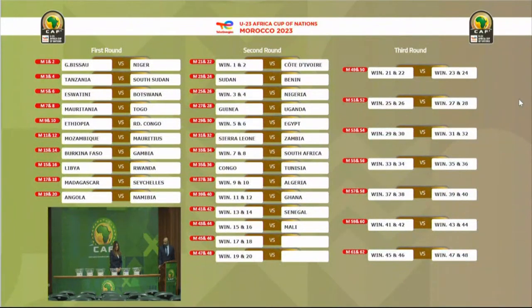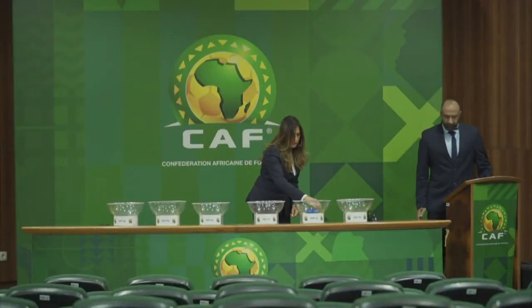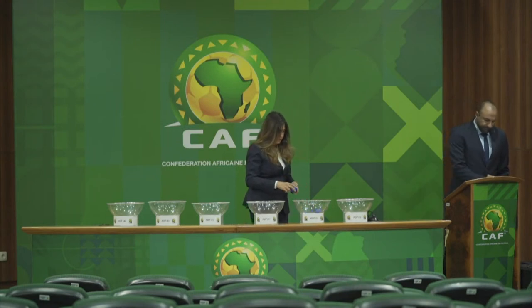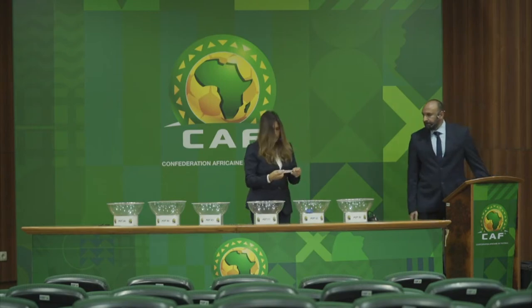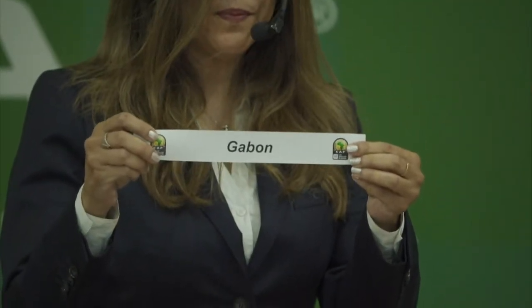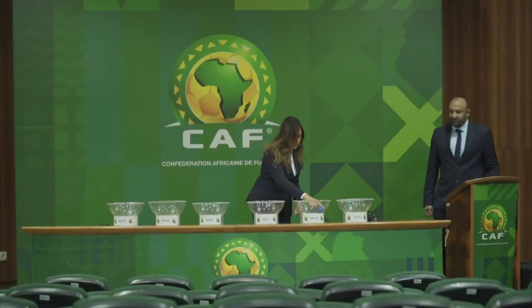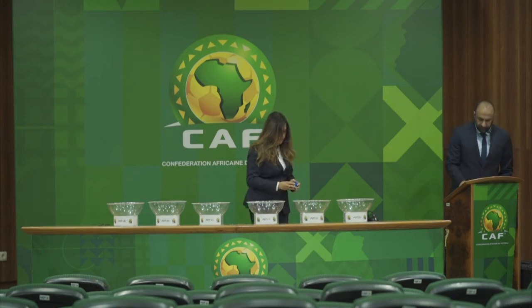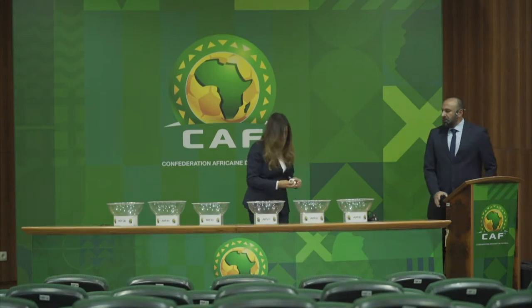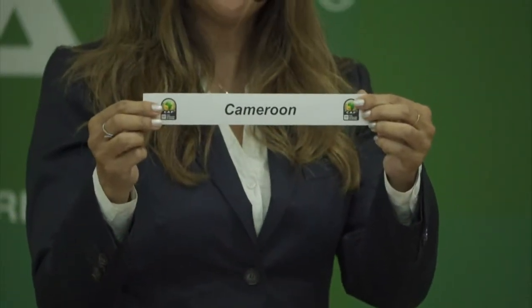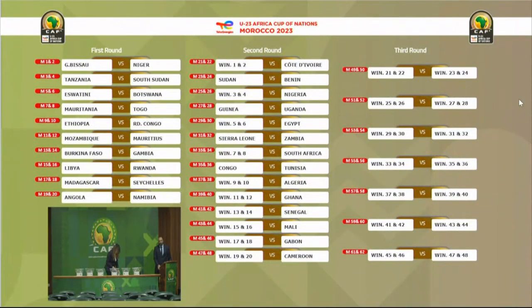The last two fixtures, the next team from level 2, will play against the winner of Madagascar, Seychelles. Let's confirm this team. Gabon. Gabon will play against the winner of Madagascar, Seychelles. And the winner of this fixture will play against the winner of Angola, Namibia, versus the team that will be drawn now. The last team in the draw. Cameroon. Cameroon will play against the winner of 19-20, which is Angola, Namibia. And the winner of this fixture will play against the winner of the previous one, Madagascar, Seychelles, versus Gabon.